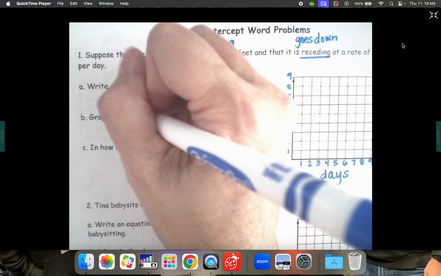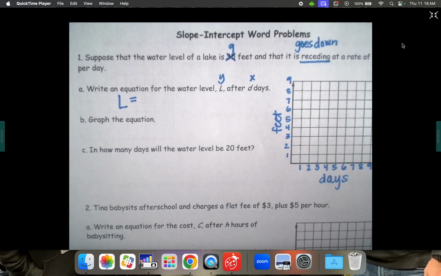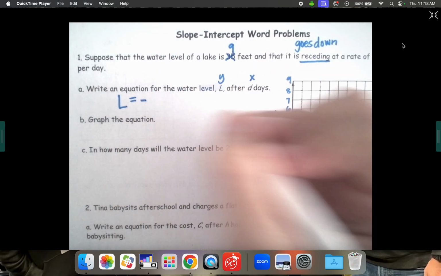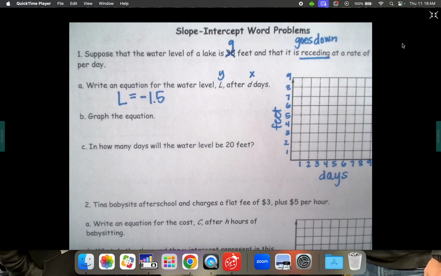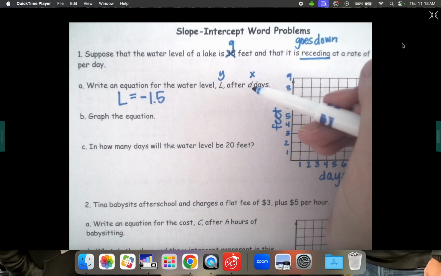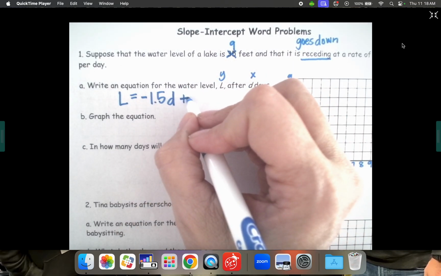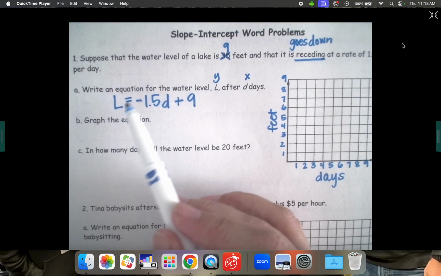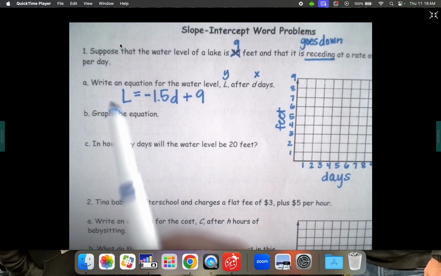So the total L, which stands for water level, is that it started at 9 and it's decreasing, it's receding, it's going down. So it's a negative at a rate of 1.5 feet per day. So it's going down 1.5 feet per day. So 1.5 per day, so that's a D, because it's going down 1.5 per day, plus it started at a height of 9 feet. So here's your equation. It's like y equals negative 1.5x plus 9, but we're using L and D instead. Now we need to graph the equation.